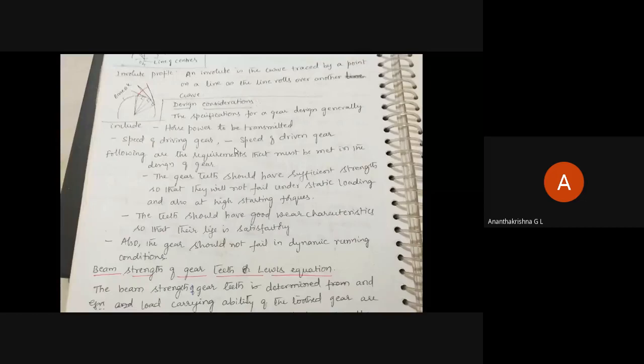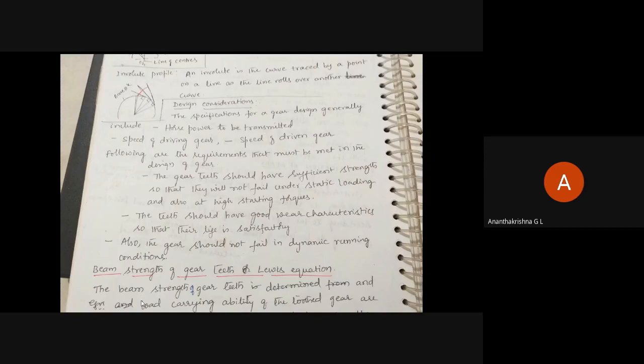Then we learned about design considerations, where what you need is power and speed of the driving and driven gears. The requirements of the design are that it should have sufficient strength, good wear characteristics, and should not fail in dynamic as well as running static conditions. Then we have to learn about the beam strength of gear teeth, or the Lewis equation. This is where we stopped yesterday.